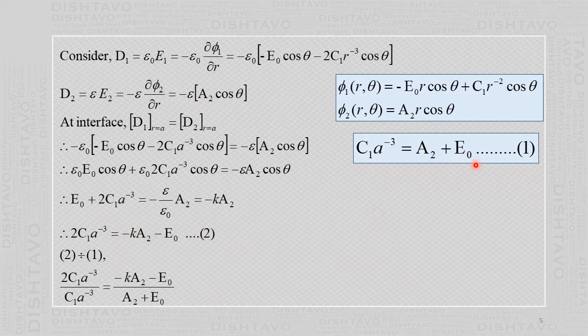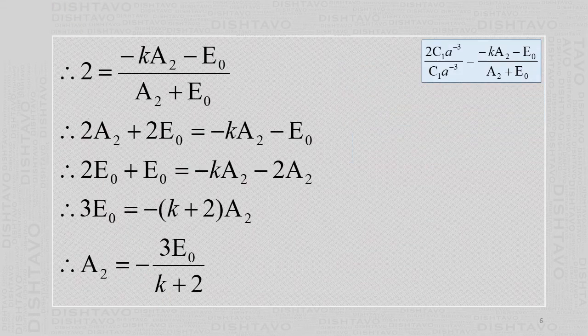Then we have this equation 1 and we have this equation 2. Divide 2 by 1. The numerator here is 2 C1 a raised to minus 3. On the right hand side, the numerator is minus K A2 minus E naught, divided by the left hand side C1 a raised to minus 3, and this is A2 plus E naught. We arrived at this equation. Now cancel this C1 a raised to minus 3 with a raised to minus 3, and what remains there is 2, and this right hand side is written here. Then cross multiply, you get like this.